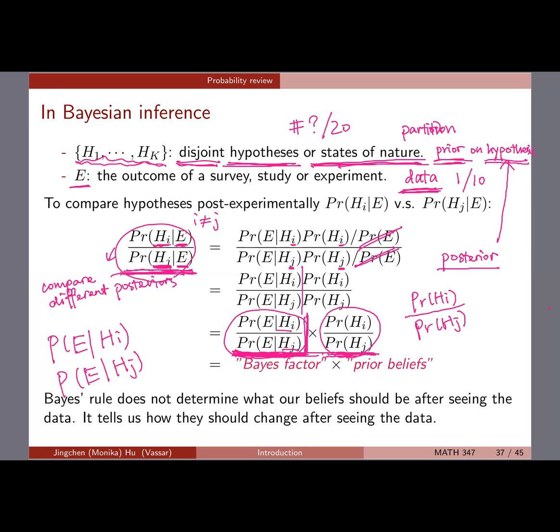The ratio of the posterior of two competing claims should just be the product of the ratio of the prior and the ratio of the likelihood. And it makes sense because each of the parts is what we know from the Bayes rule. In particular, people like to call this the ratio of the prior beliefs, and this part they like to call the Bayes factor.